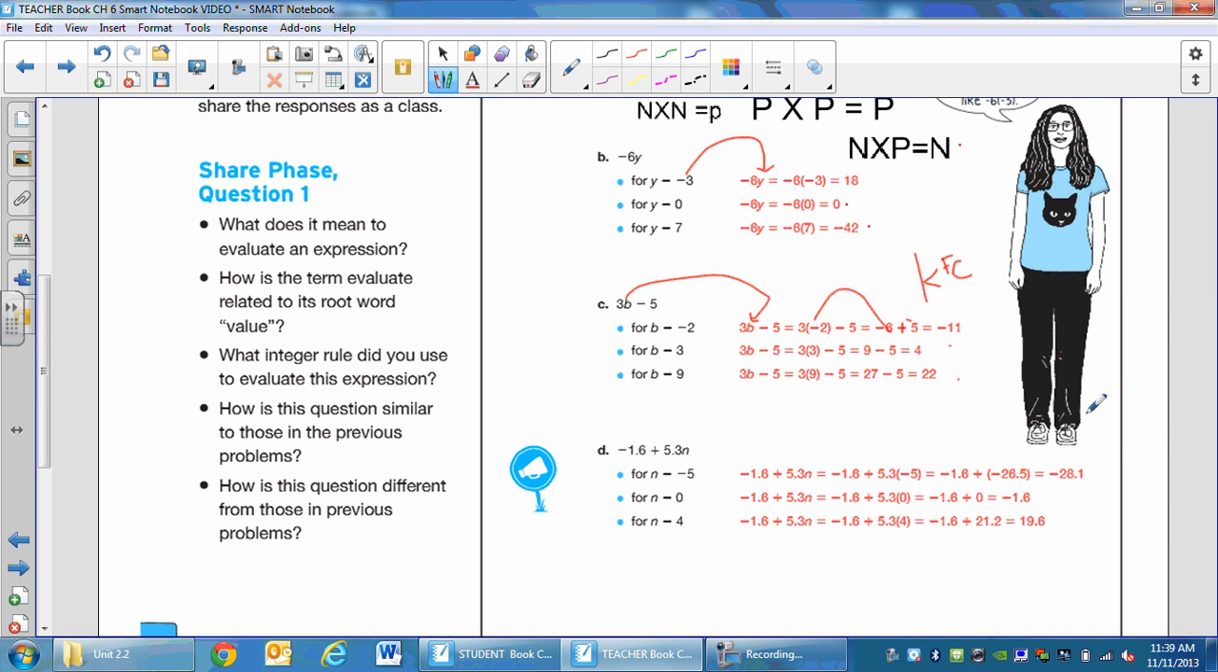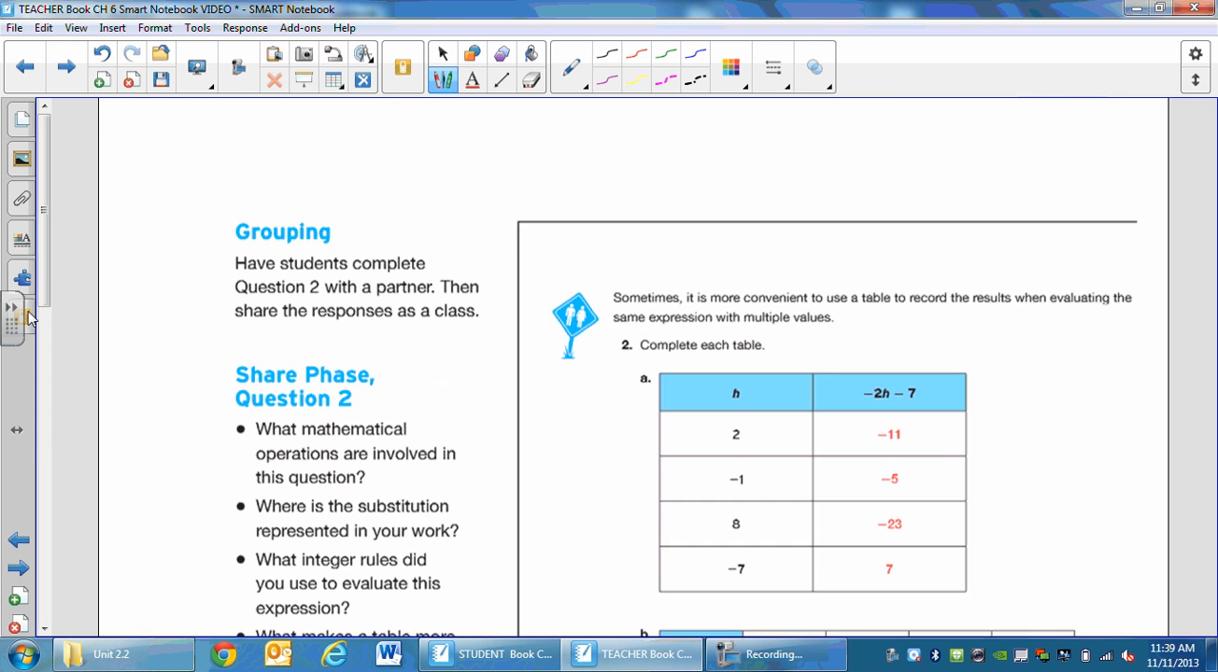All right, you should have gotten 4, 22, negative 28 and 1/10, negative 1 and 6/10, and then 19 and 6/10. On the next page, we're going to be completing the chart. So I've gone ahead and completed this chart for you, letter A, and I want you to finish the rest of your chart on your own. But here, let me show you what this means. So my equation is negative 2h minus 7.